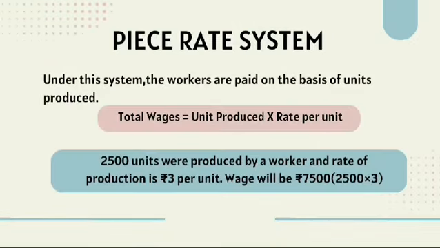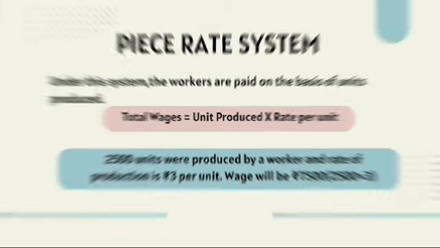Coming to the second method, that is piece rate system. Under this system, the workers are paid on the basis of number of units produced without taking the time involved. So the formula is total wages equal to units produced into rate per unit. So here is a simple example. 2500 units were produced by a worker and the rate of production is rupees 3 per unit. So the wage will be rupees 7500.